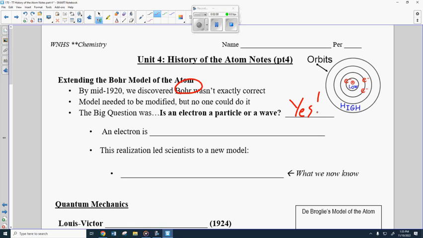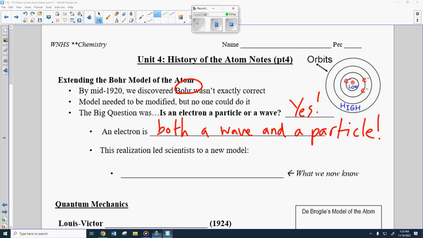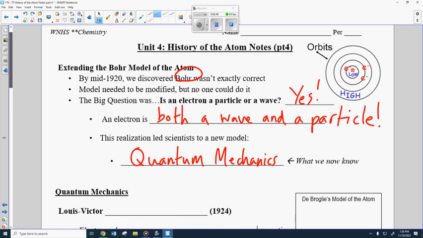An electron is both a wave and a particle. Which is crazy. But it is true, we so discovered. This conclusion led scientists to a new model. And at this point, we call this study quantum mechanics. Quantum mechanics. So let's talk about what kind of models we have now, what sort of players we have on the scene.